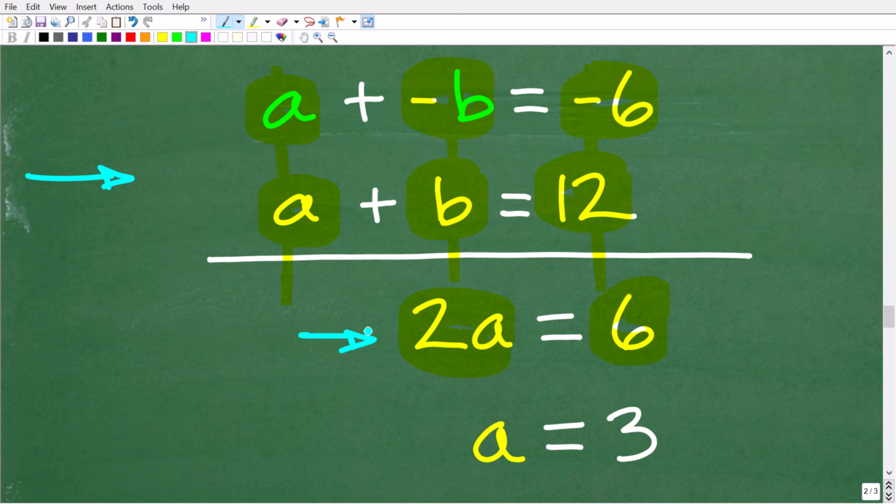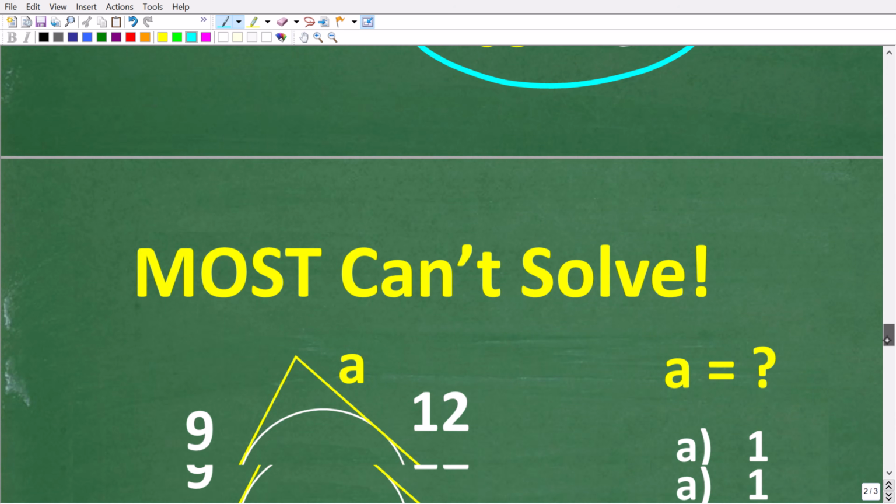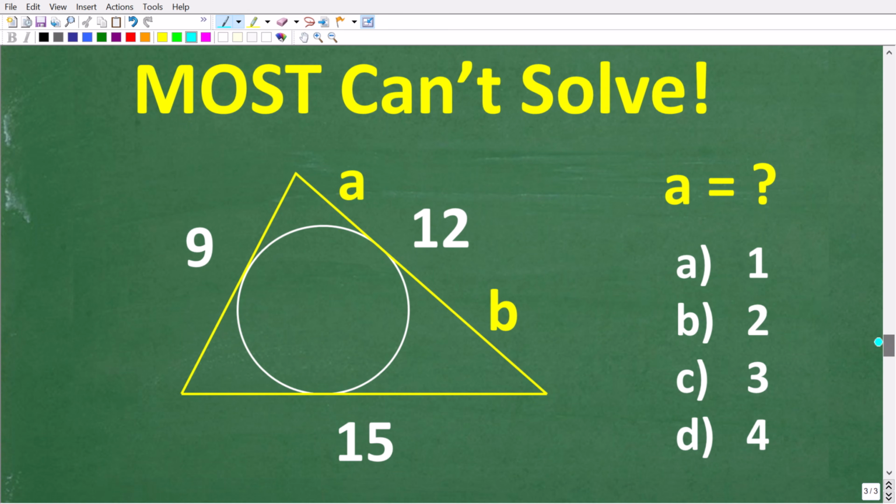Okay, so here we have a one-step equation. So to solve for a, all we have to do is divide both sides of the equation by 2, so a is equal to 3. All right, so that is the answer. So the correct response would have been C, which is 3.